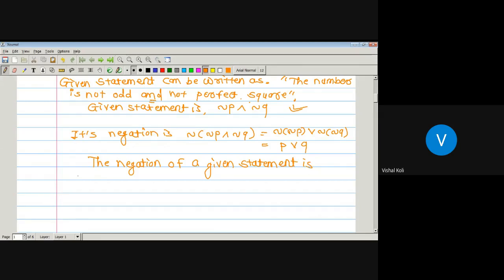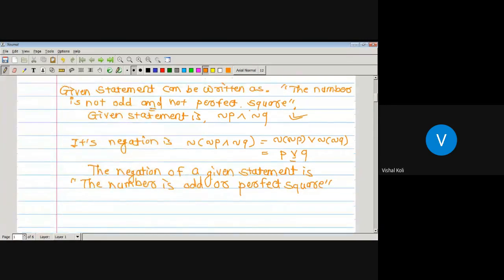is the number, since P is nothing but the number is odd, so the number is odd. The connective will be or, the number will be a perfect square. So if we have a compound statement, the number is neither odd nor a perfect square, then its negation will be the number is odd or a perfect square. So in this way, we can find the negation of a given compound statement. Okay. Any doubt?